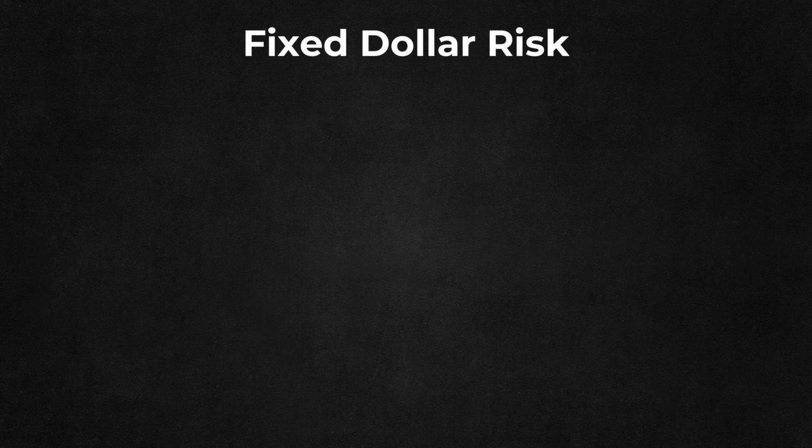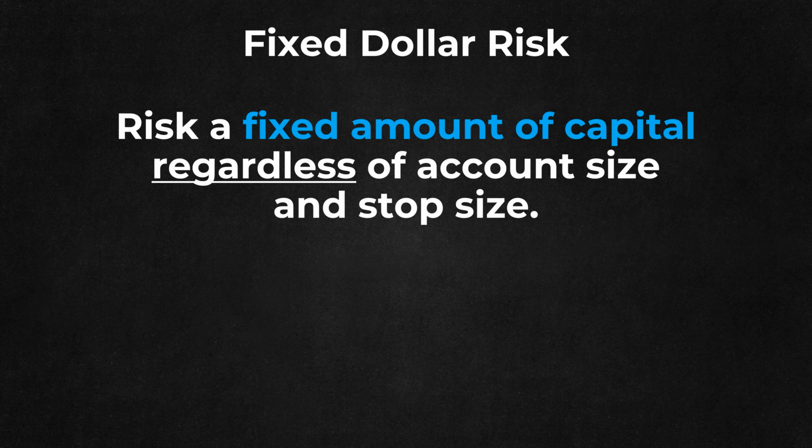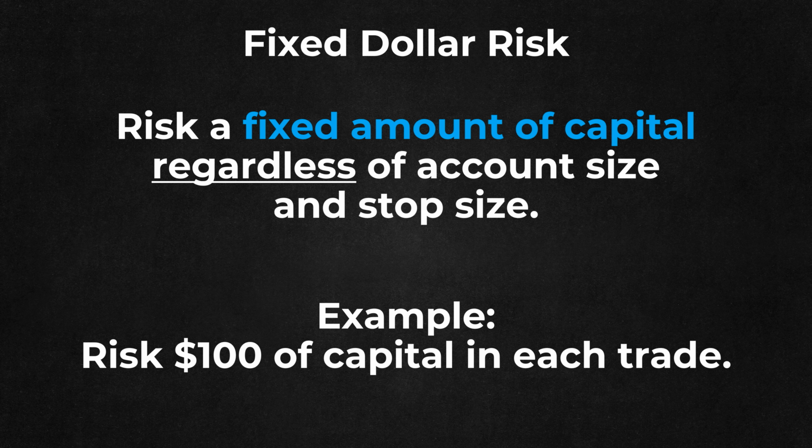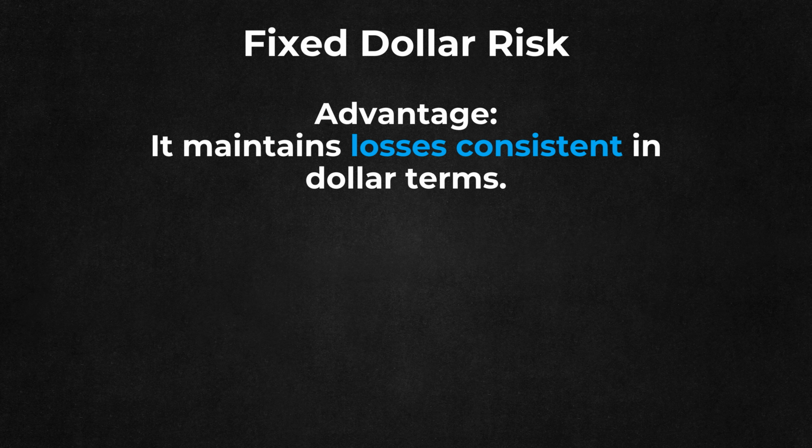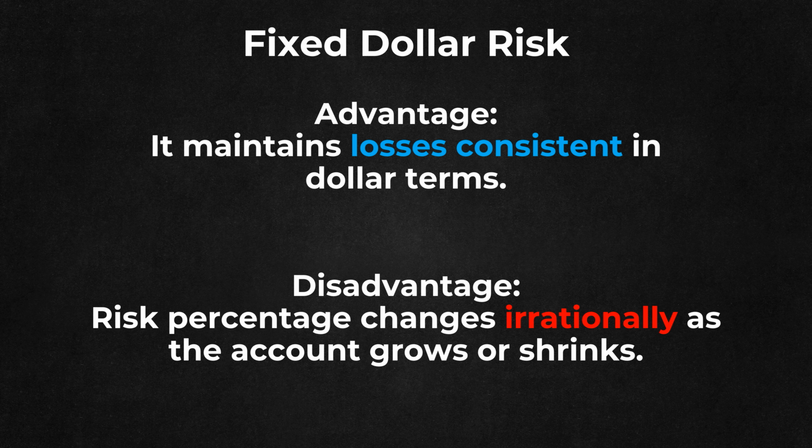In this method, you're always going to risk the same dollar amount per trade, regardless of account size and stop size. For example, you can decide to always risk $100 per trade. You need to calibrate the position size so that your stop loss represents this fixed dollar amount, like in the previous method. The advantage of this is that it maintains losses consistent in dollar terms, but the disadvantage is that risk percentage changes irrationally as the account grows or shrinks.